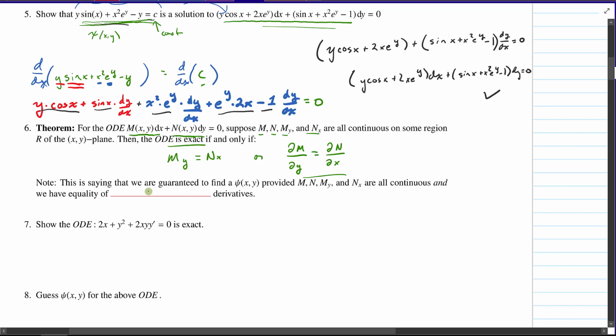So this is saying that we are guaranteed to be able to solve this exact ODE by finding some psi of xy, provided these are all continuous and we have equality of the mixed partial derivatives, and I should be a little more careful there, of psi, the original psi, if we have equality of the mixed partial derivatives. Okay?